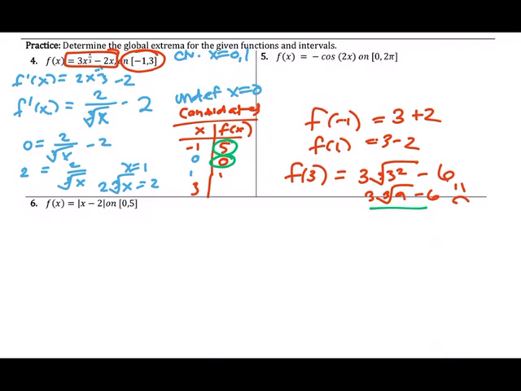So we don't know what the cube root of 9 is, but we can think to ourselves, what's the cube root of 8? The cube root of 8 is 2. So this is 3 times something bigger than 2 minus 6. 3 times something that's just barely bigger than 2 is going to be a little bit more than 6. Minus 6 is going to be a little bit more than 0. So 0 is definitely the absolute min. And that makes 5 definitely the absolute max.